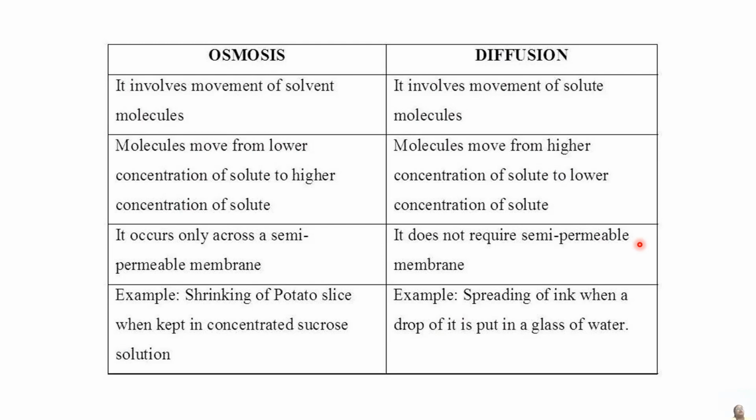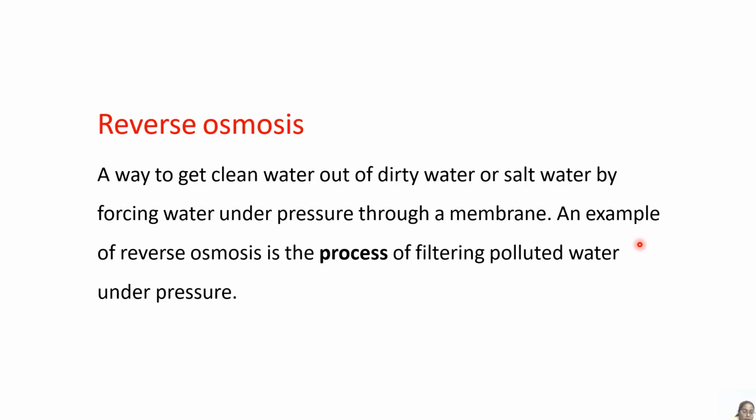Osmosis needs a semi-permeable membrane, whereas diffusion does not require any membrane. An osmosis example is the shrinking of a potato slice when kept in concentrated sucrose solution. Whereas for diffusion, it is the spreading of ink when a drop of it is put in a glass of water. Then we talk about reverse osmosis, a way to clean water out of dirty water or salt water by forcing water under pressure through a membrane. An example of reverse osmosis is the process of filtering polluted water under pressure.